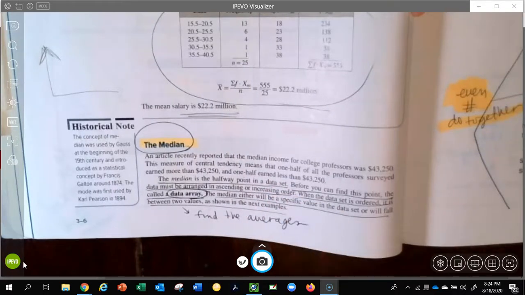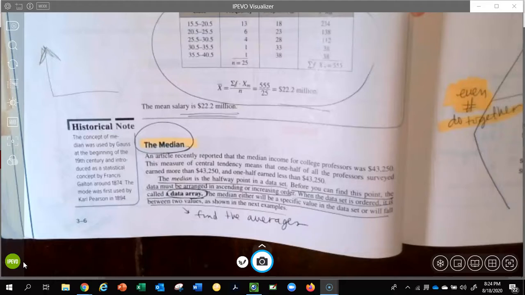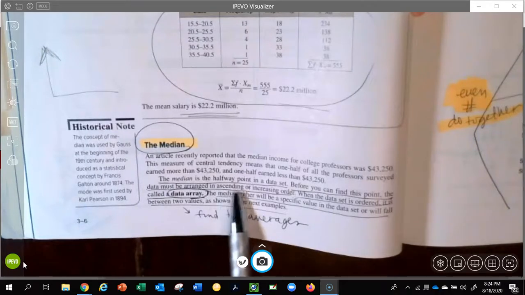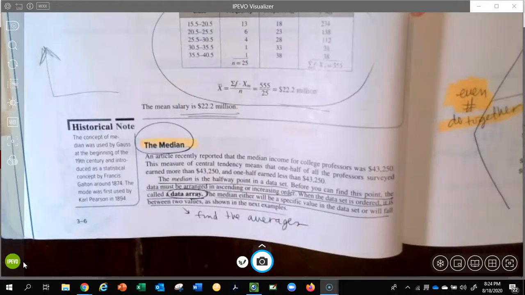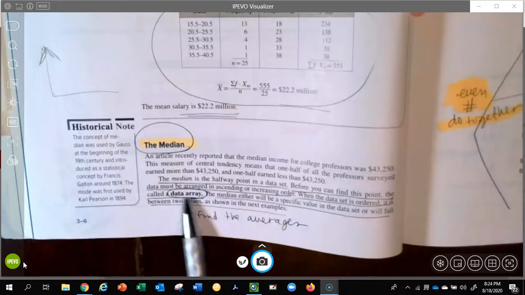Because here it says, before you can find this point, the data must be arranged. And maybe that's where people get confused. They just go pick the middle. But you can't. It's got to have some order to it. And it doesn't matter if it's going up or if it's going down. It's just got to go smallest to largest or largest to smallest. And when the data set is ordered, it is called a data array.